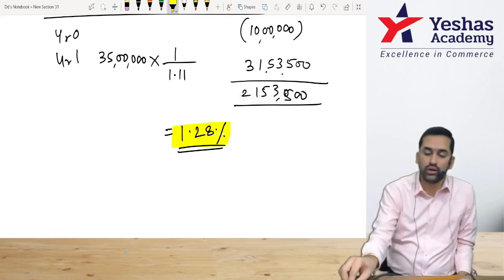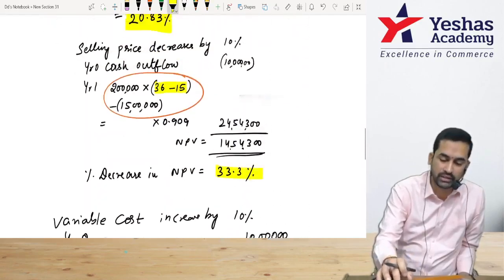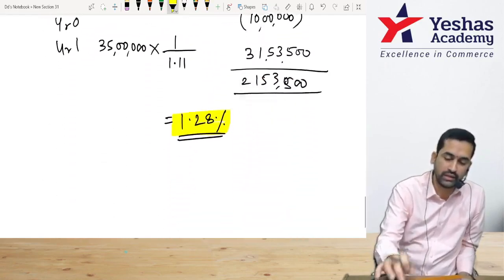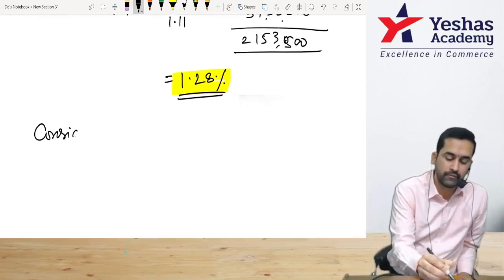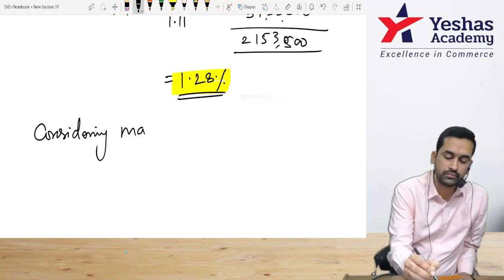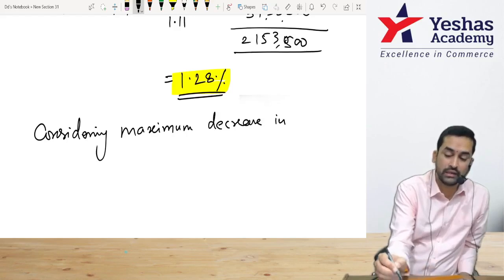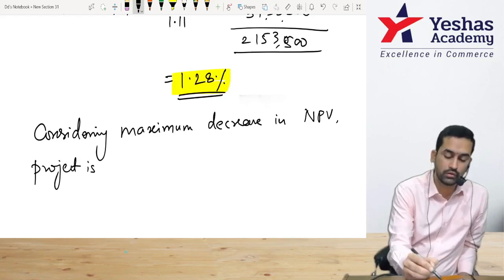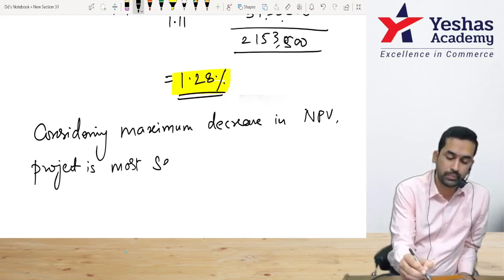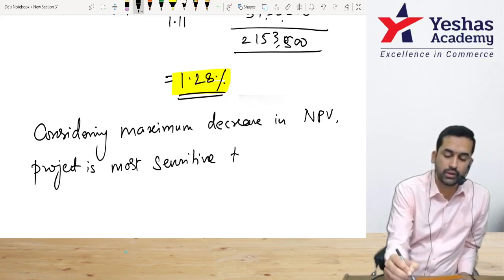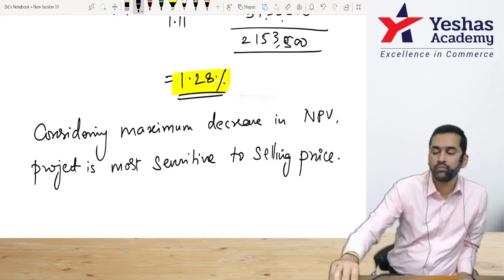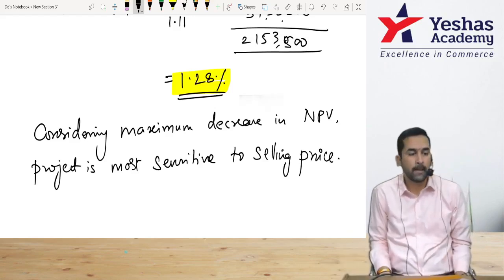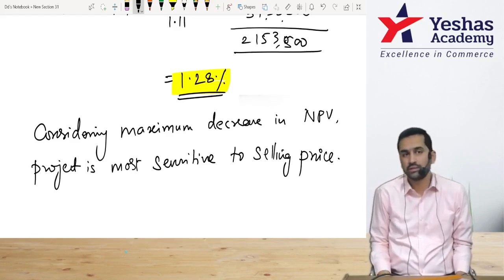Now tell me, out of all, where do you have the maximum impact? Selling price. So one line conclusion. Considering maximum decrease in NPV, comma, project is most sensitive to selling price.